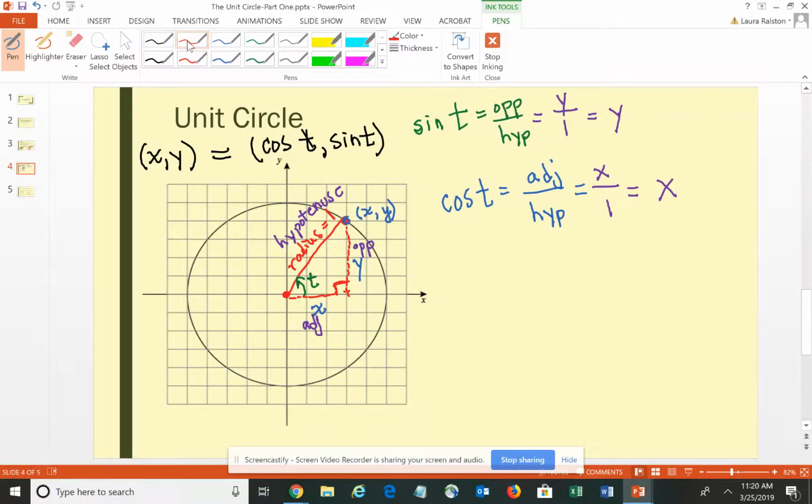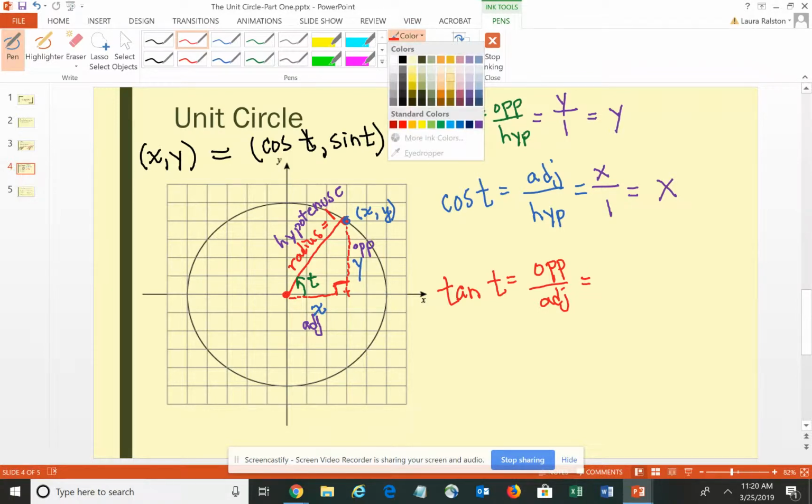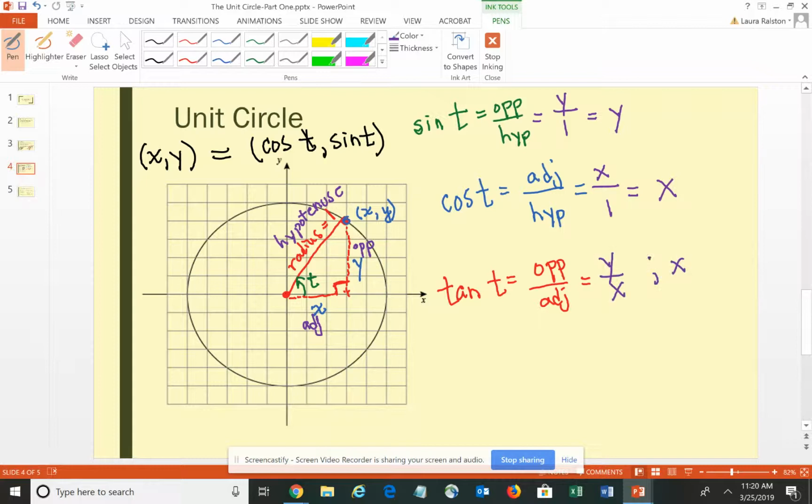And then the third one that we have there, that we use a lot, is the tangent. So the tangent of angle T is opposite over adjacent, which would give us y divided by x. Now we do have to have a caveat here that x cannot be 0, because you cannot have 0 in the denominator of a fraction. So the ratio of y to x becomes our tangent.